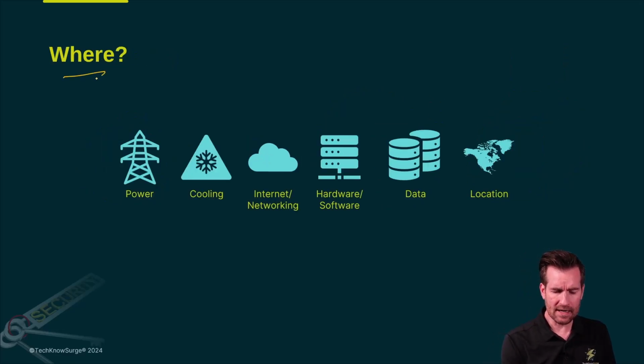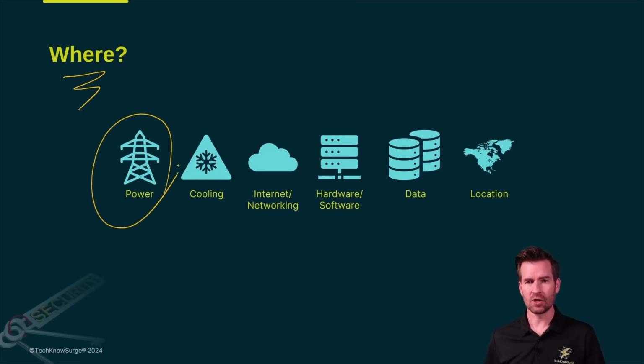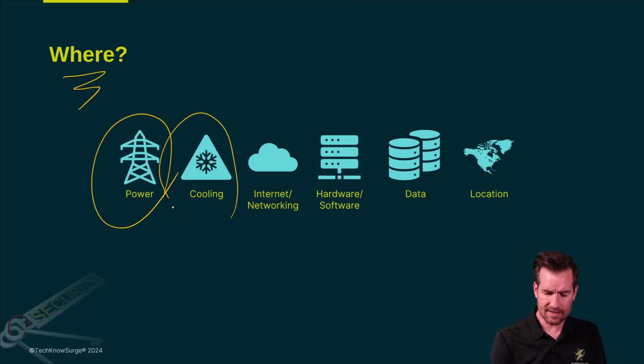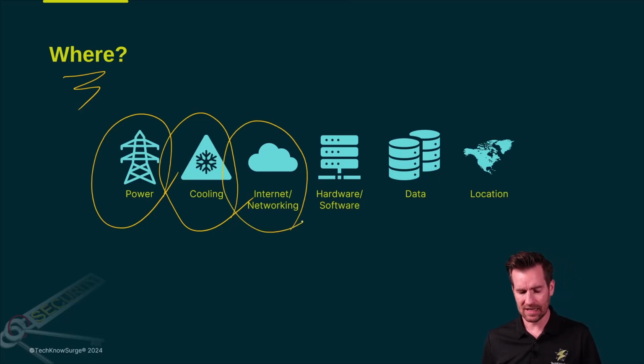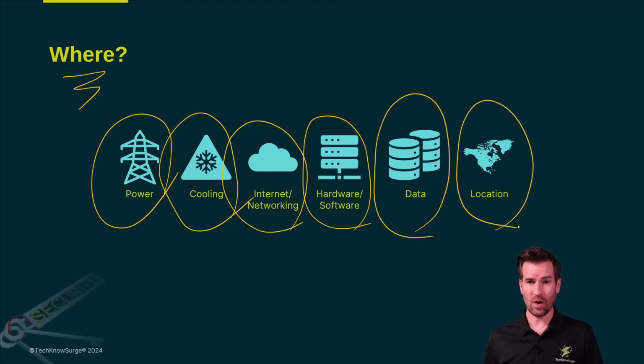So where do we need redundancy? The answer to this is pretty much everywhere. Everywhere that you can think that the system relies on, you need redundancy in. So for instance, power. Your system relies on power, so you're going to need redundancy there. It needs cooling, so redundancy. Networking and the internet, so you'll need redundancy there. Hardware and software. You'll need it with your data. And also, one consideration with this is the location. You'll want redundancy in your location as well.